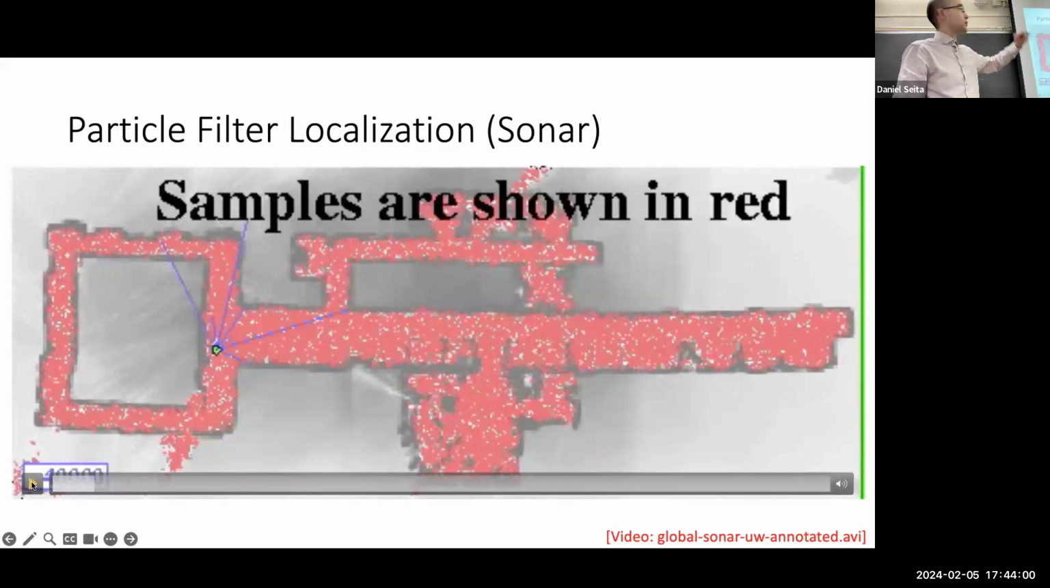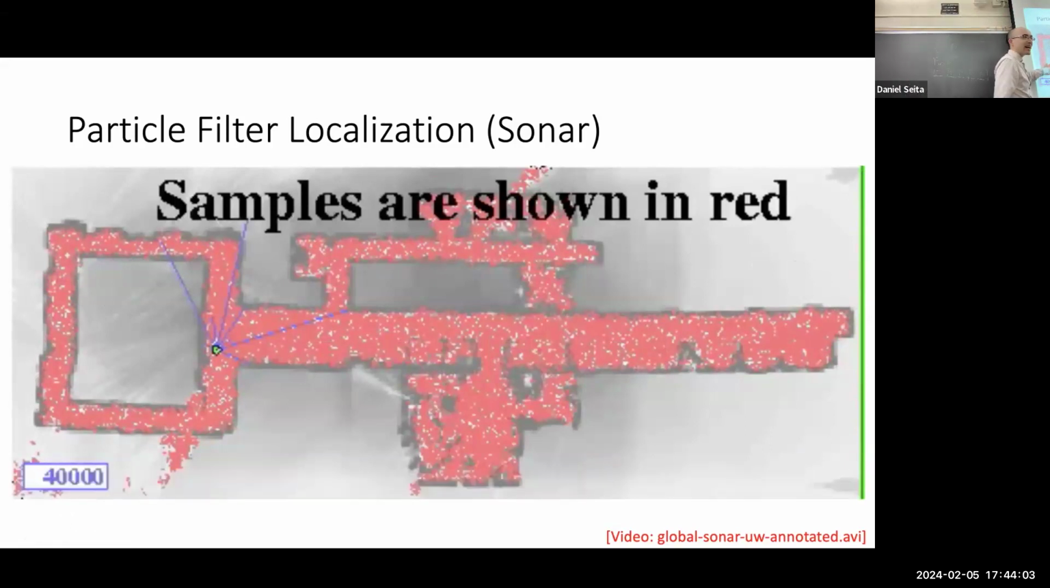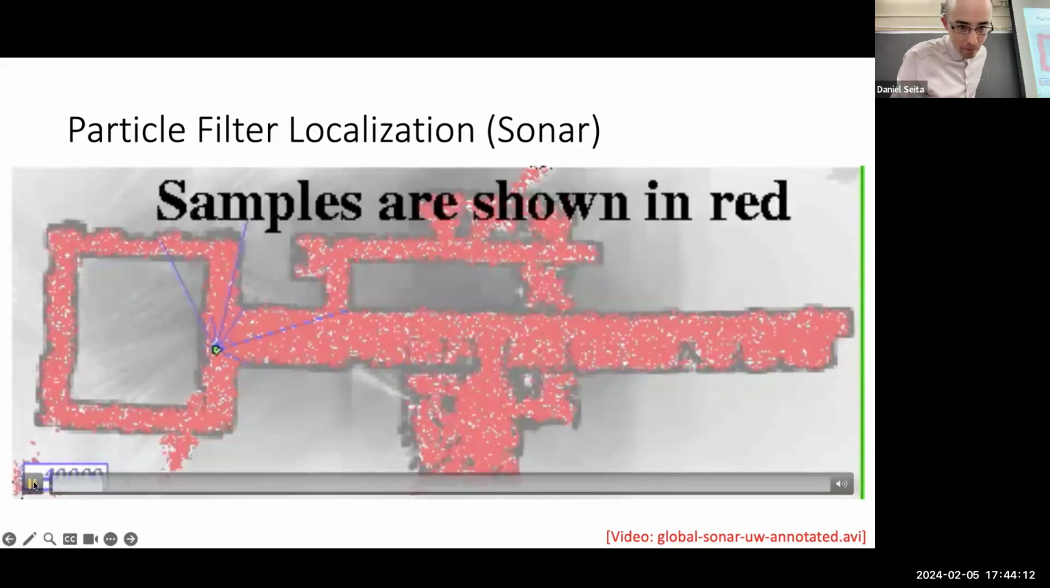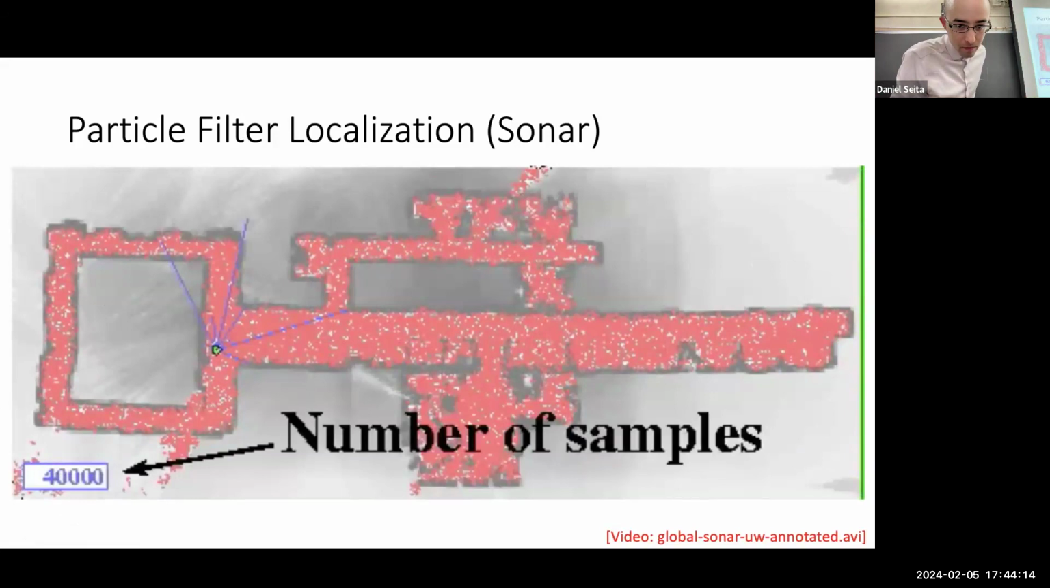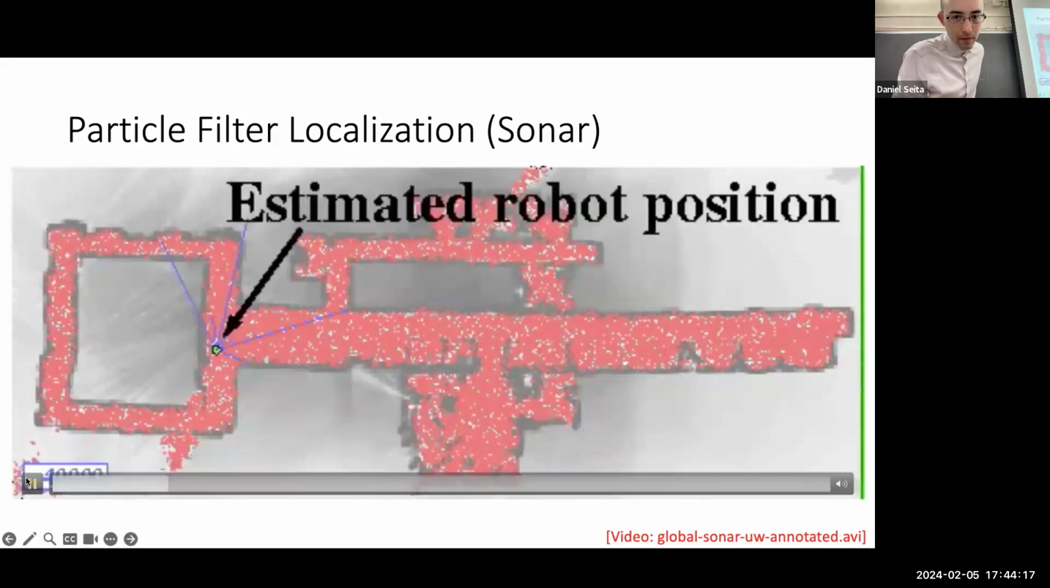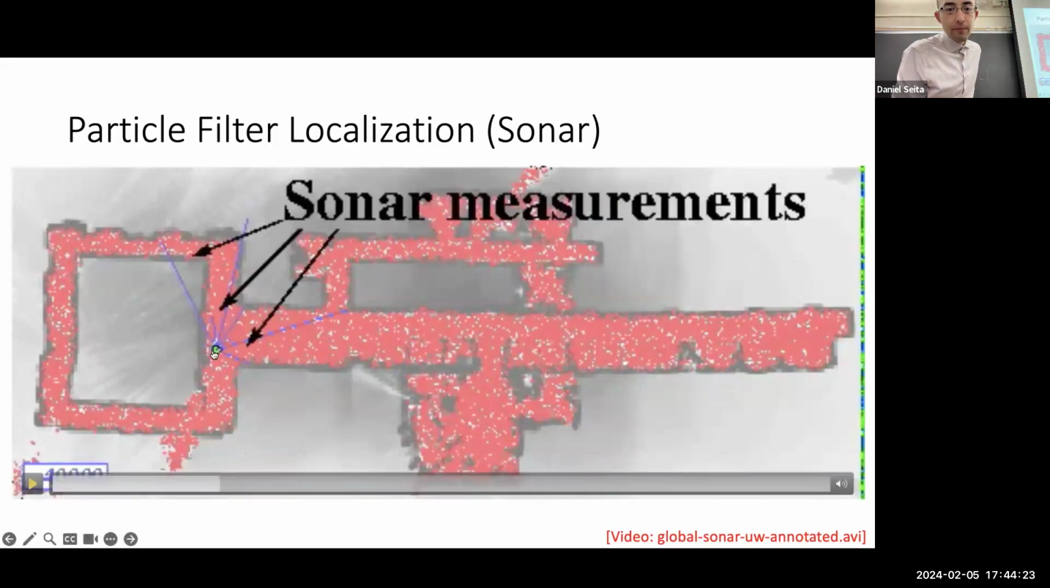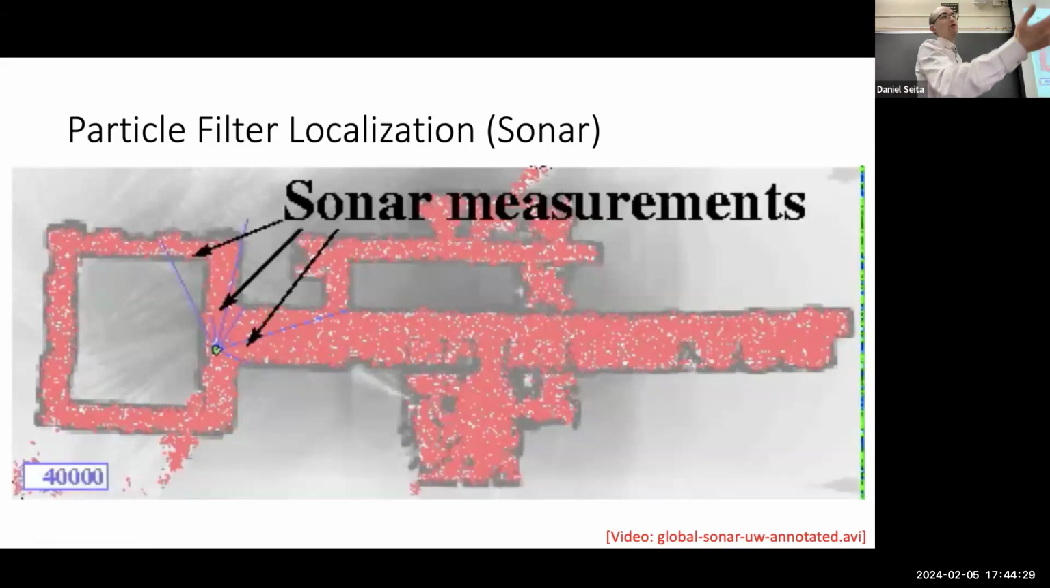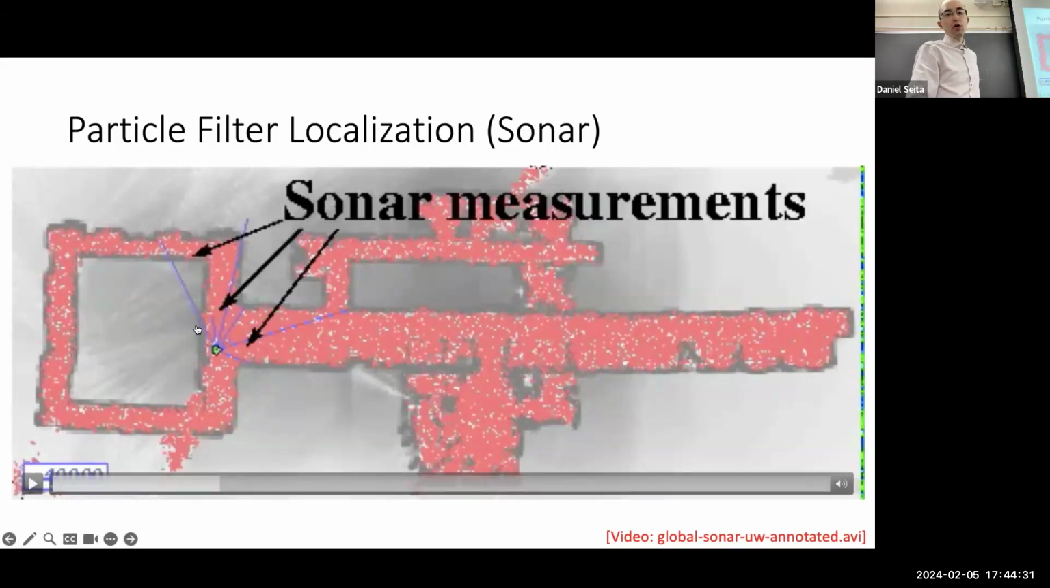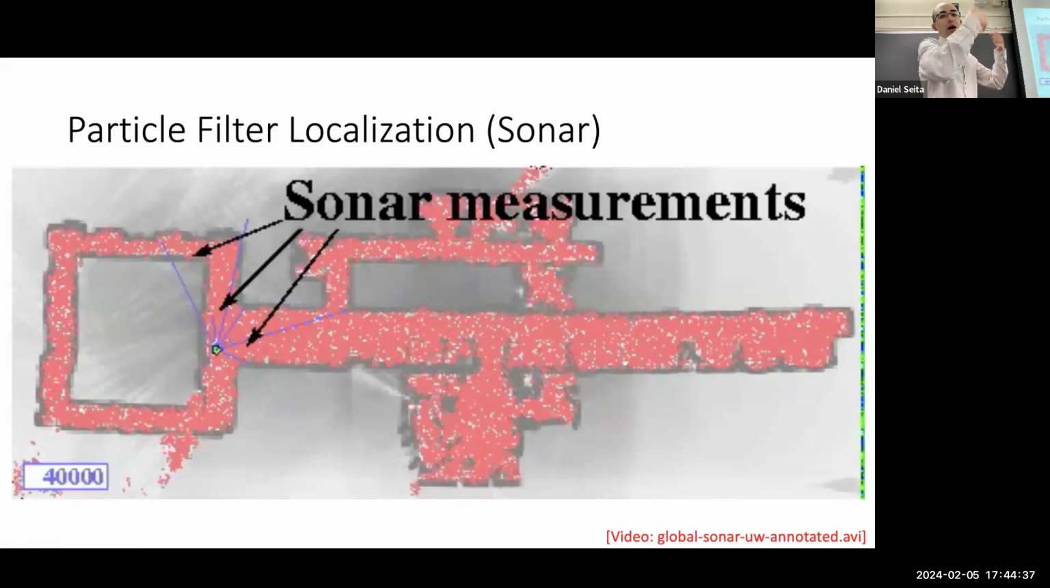All right, so samples are shown in red. Each of the red dots is a sample or a particle. Then you have the number of samples, and our estimated robot position, like this. This might be our estimated robot position at initialization, and maybe we think the robot might be there. This is a sonar measurement, something that can be used to help deduce where the robot is in the space.